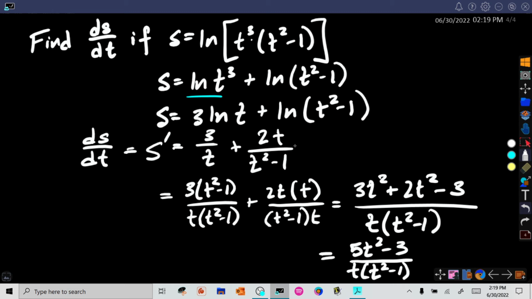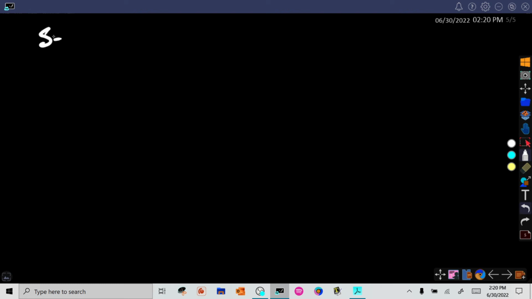All right, let's go ahead and take a look at, suppose I don't do this using the derivative or separating it out, okay? It's kind of like what we did earlier in the section. So let's go back to my original. s is equal to natural log of t cubed times t squared minus 1, okay?